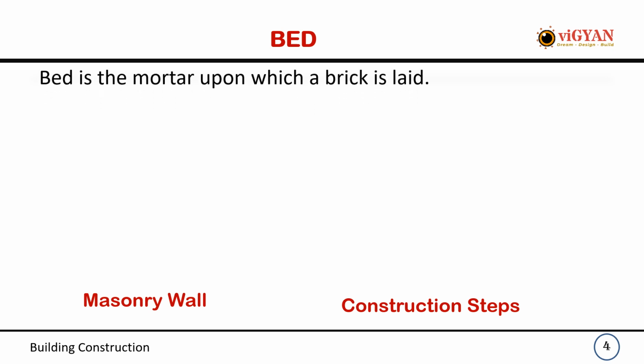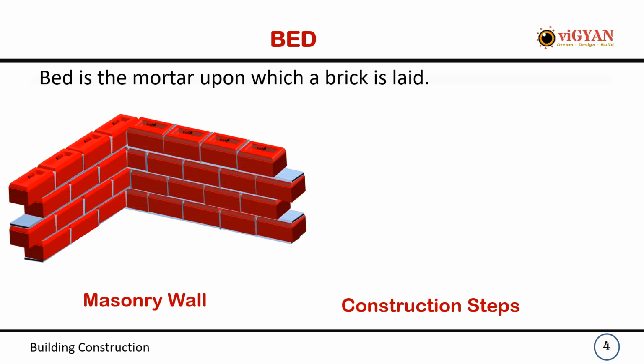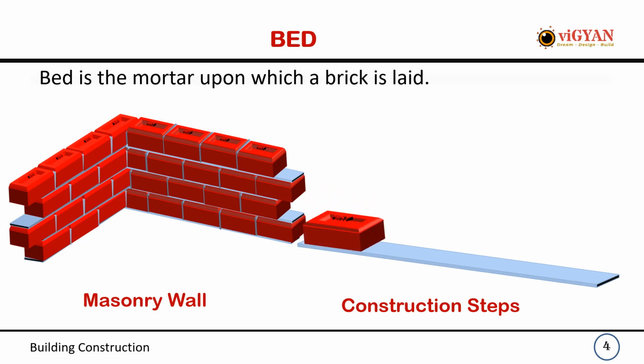Bed is the mortar upon which a brick is laid. It's a brick masonry made with brick and mortar. In the construction step, we will see how these brick masonries are made. A layer of mortar is spread. Upon this, bricks are laid and these bricks are joined together by mortar.